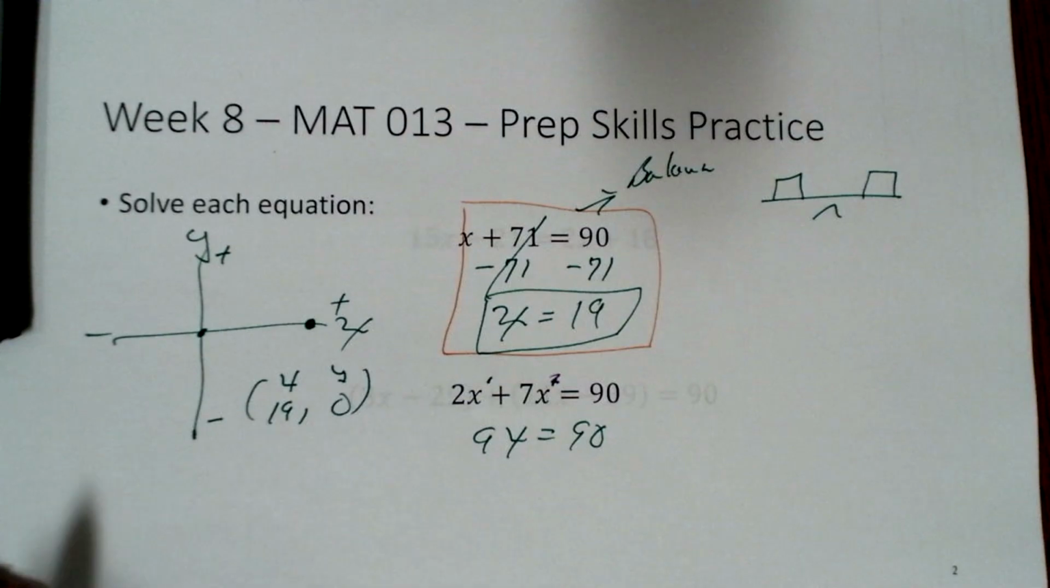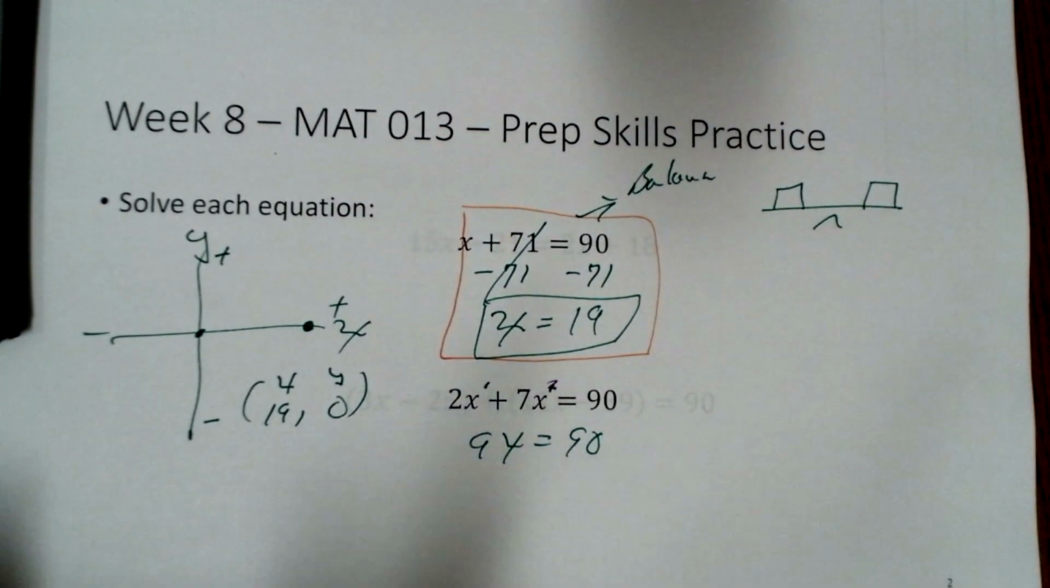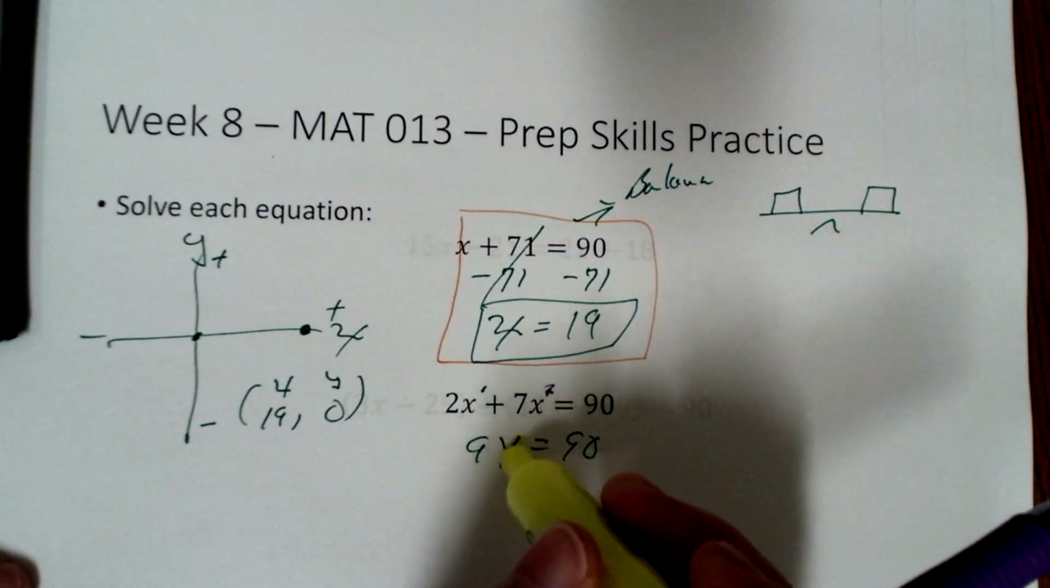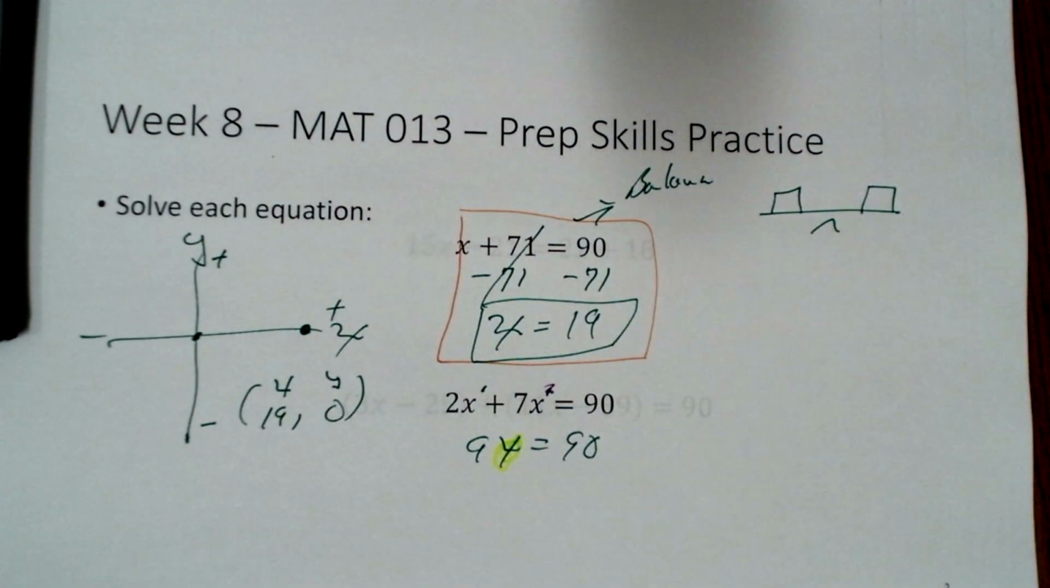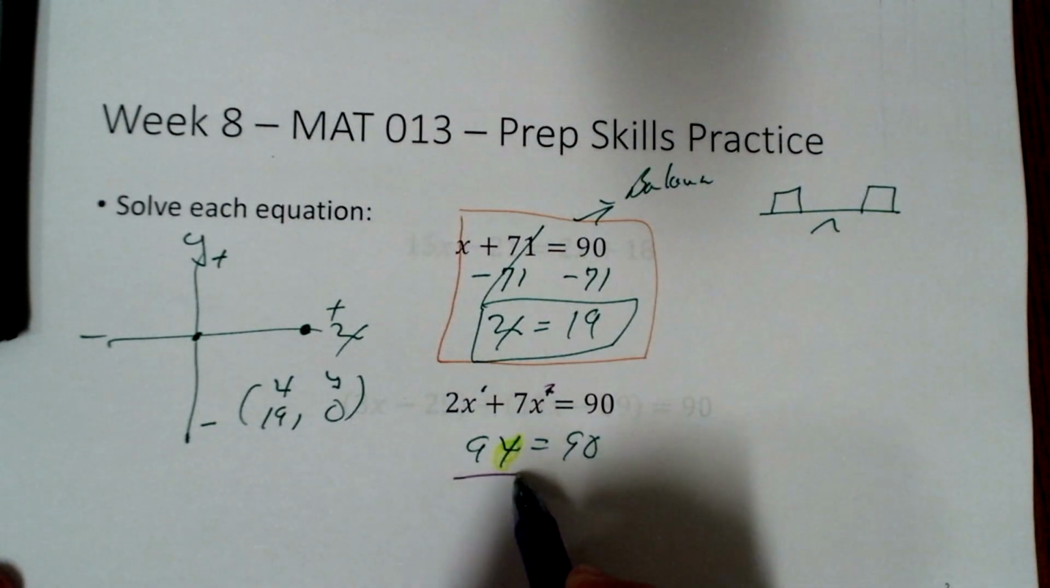Okay, so again, we have the same situation where we have a variable term here. We're trying to isolate our variable, in this case, again, x. So what are we going to do? Well, we always do the opposite. This is 9 times x. The opposite of times is division.